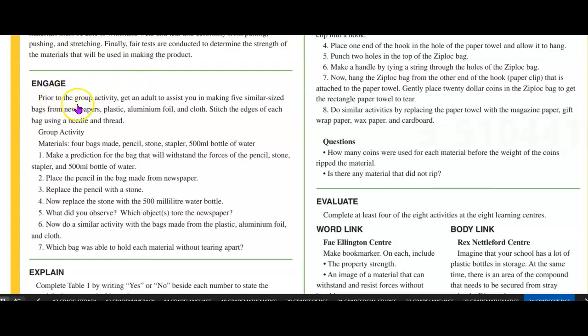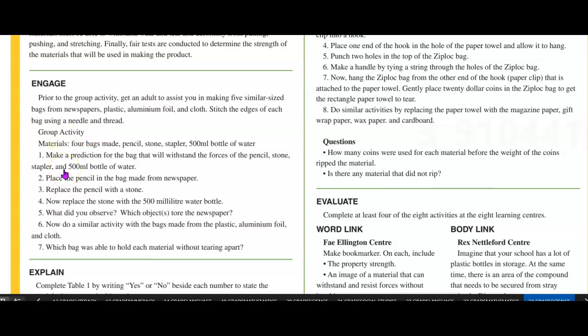Engage. Prior to the group activity, get an adult to assist you in making 5 similar sized bags from newspaper, plastic, aluminum foil, and cloth. Stitch the edges of each bag using a needle and thread. So here are the materials needed.